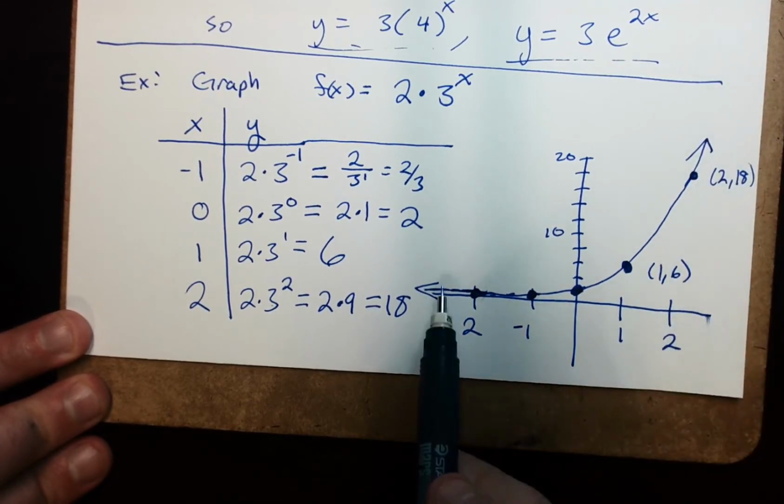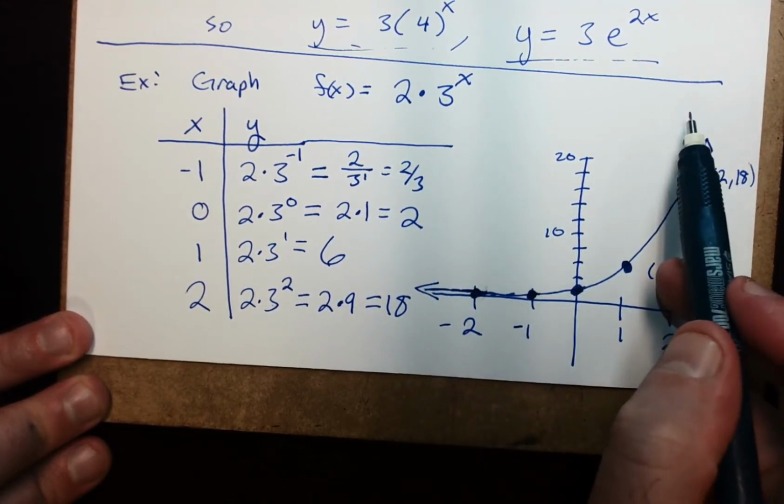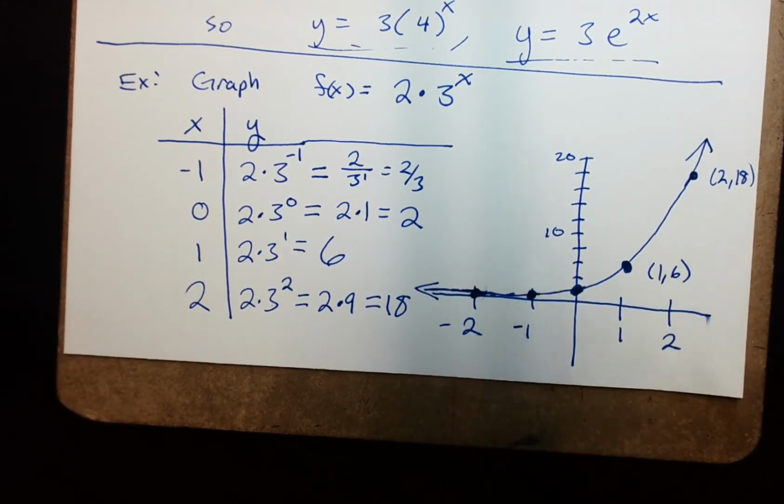And then as you go out this way, we didn't plot it for -2, but if we did, it would have been 2 over 9 or something, very close to 0. And so what you get is out in one direction, this graph is almost a horizontal line, very close to 0. And then on one side, it becomes very steep and grows quickly. And this is a typical exponential graph.